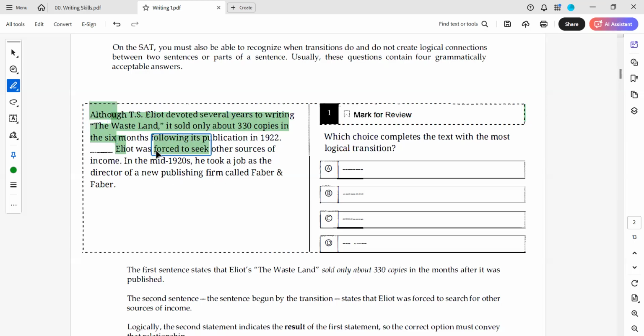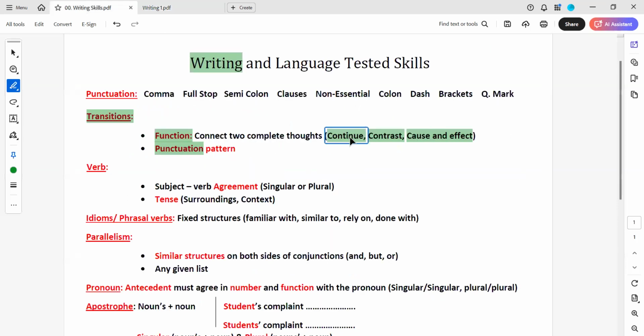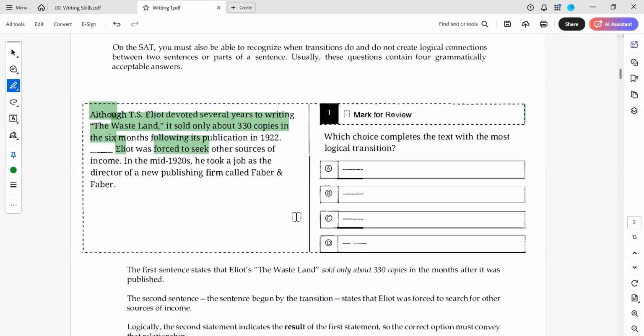Okay, so what do you think? What could be the relationship here between these two ideas? The first one, they said Eliot's Wasteland sold only 330 copies. The second sentence, they are saying that Eliot was forced to seek other sources of income. We have three relationships, Safe, okay? We have continue relationship in case we have similar ideas. We have contrast in case we have different ideas, and cause and effect, which means one idea is the result of the other one. What do you think? What could be the relationship between these two ideas? What do you think, Safe?